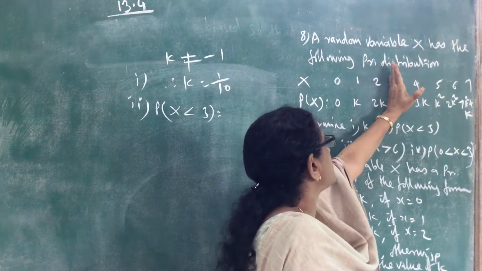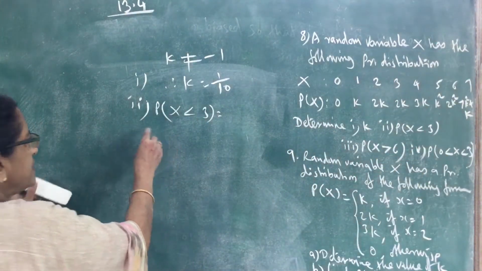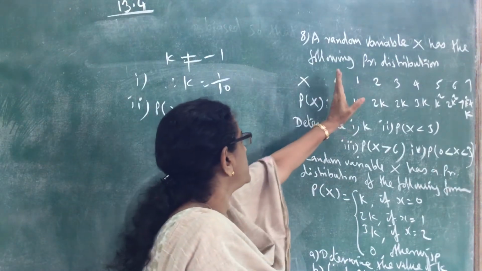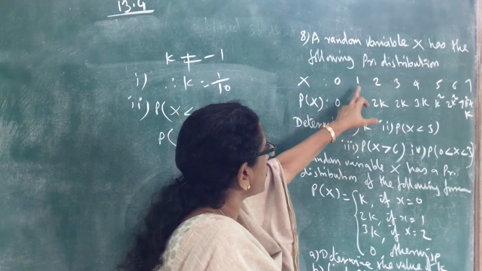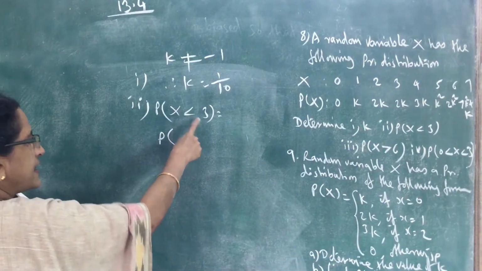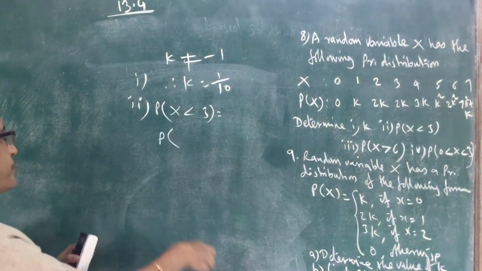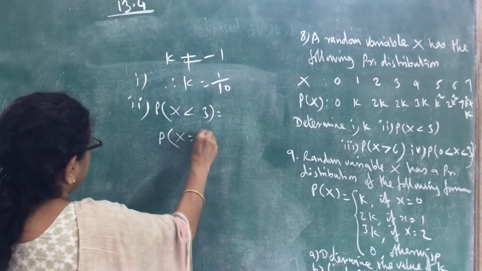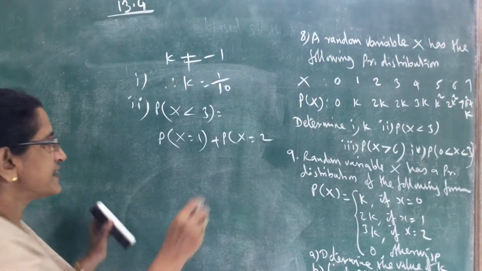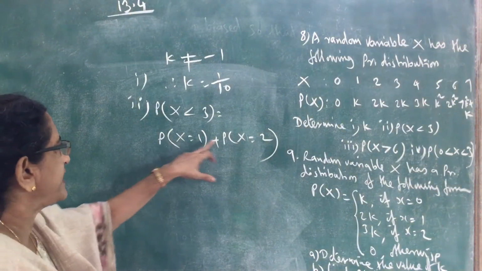So this is 3, and more than 3. So probability that x less than 3 is equal to the probability that x equal to 0, which we have no need to consider, then probability that x equal to 1 plus probability that x equal to 2. So x less than 3 means x can be 1 or 2. These are the two cases where x takes a value less than 3: x equal to 1 and x equal to 2.